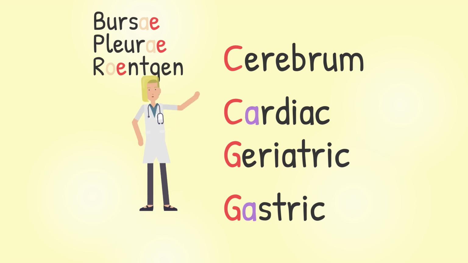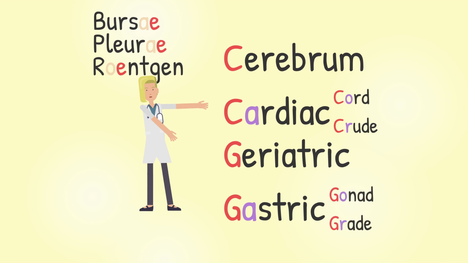Gastric. Besides the vowel A, if we have the vowel O or the letter R, we also pronounce C as K and G as gay. Like in the words cord or crude. And in the words gonad or grade.